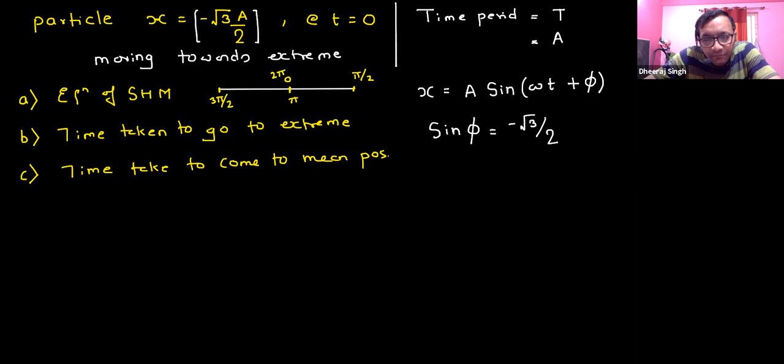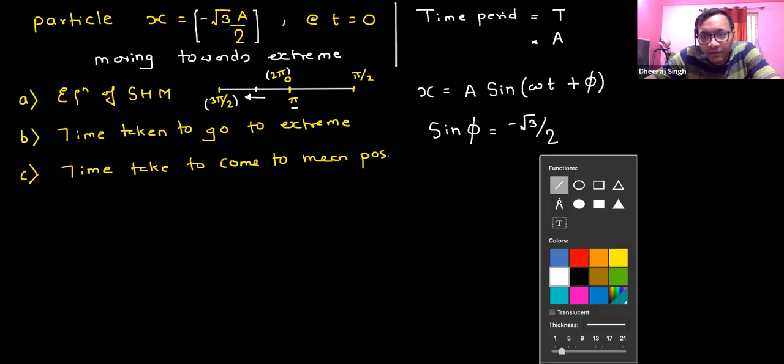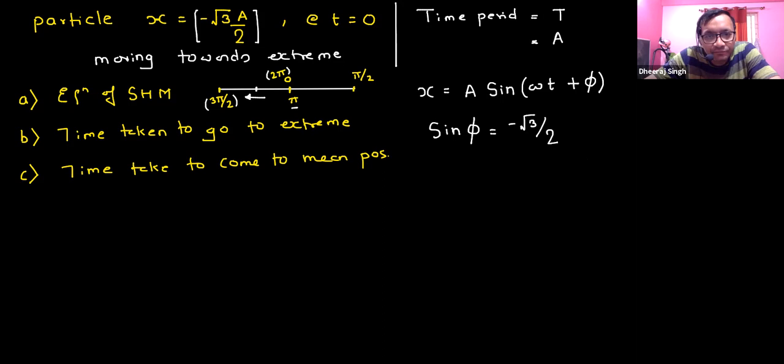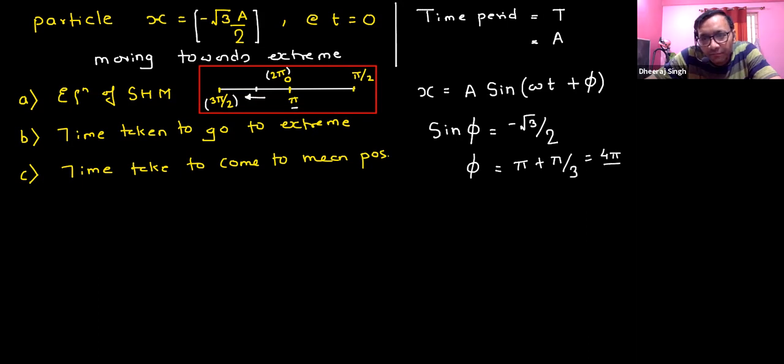Between pi and 2 pi. Pi and 2 pi is a big range. A smaller range will be between pi and 3 pi by 2 or between 3 pi by 2 and 2 pi. Which one? It is here and is going this way. Between pi and 3 pi by 2. Once you know that, it becomes so easy to find the angle phi. So now can you tell me the value of phi? It'll be pi plus pi by 3, that is 4 pi by 3. You can check that sine of 4 pi by 3 is minus root 3 by 2.